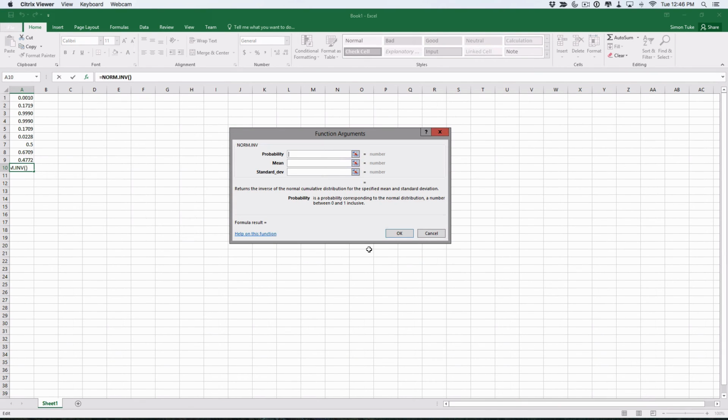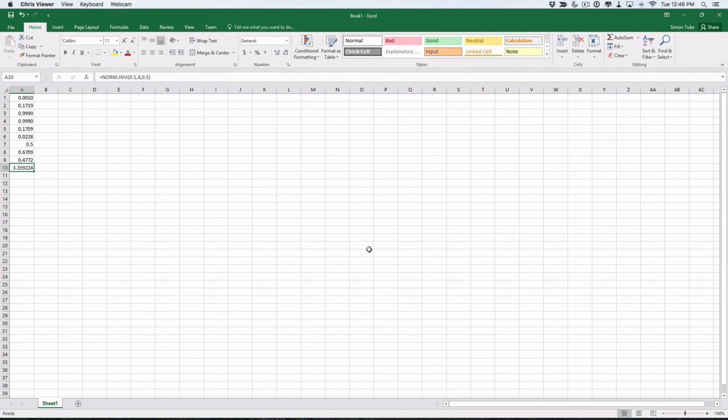So the probability is 0.1. So I convert that, 10% divided by 100, got 0.1. The mean is 4, standard deviation 0.5. Hit return, and that is, now because it's a number that's not a proportion or a probability, let's convert it to 2 decimal places. So here's my working.